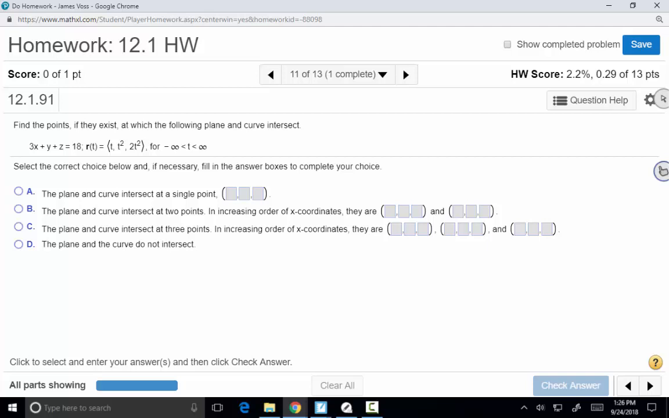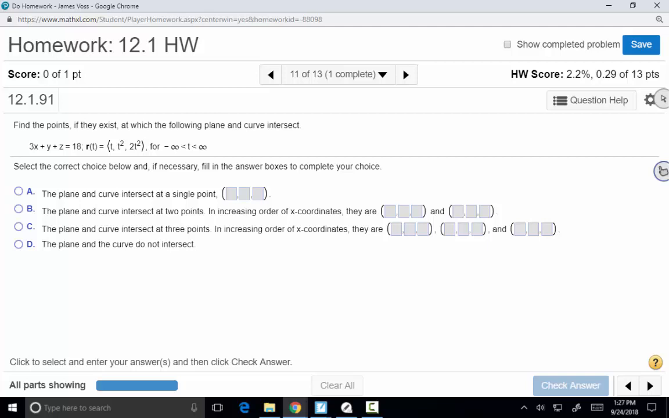That makes sense to everyone? So take the t values, plug them into the plane, solve for t, plug back into the curve to get the actual ordered triples for the intersection points. Make sense? Yes. Okay.